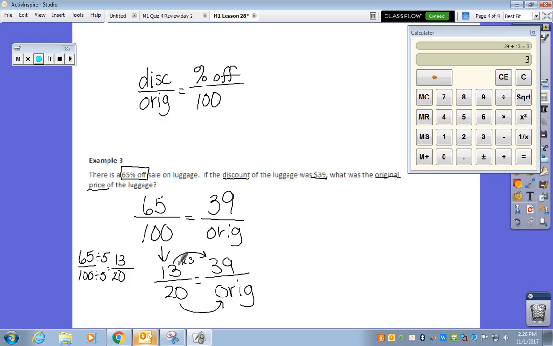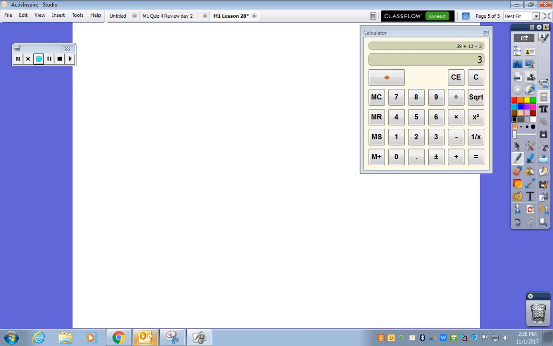I'm going from a smaller number to a larger number, so I'm multiplying. If I'm going from left to right times 3 in my numerator, I must do the same in my denominator. So 20 times 3 will get me my original price of $60. Okay, so again, just using those equal fractions. Okay, so those are the examples for lesson 28 on sales price, specifically using percent off and discount.